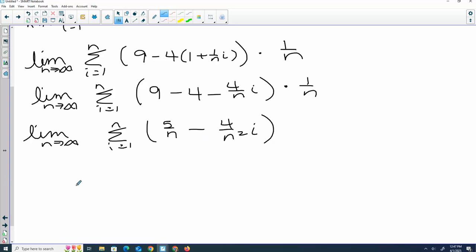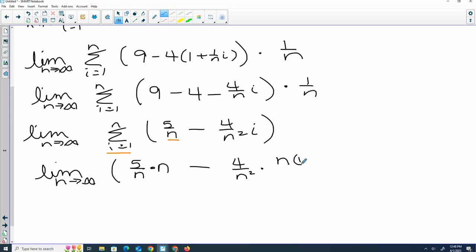Now I'm going to do the sum. When I do that, my summation goes away. We are adding up the i's. When I look, 5 over n doesn't have an i, so what happens when you add that up? Multiply by n. Minus 4 over n squared times the i formula, which is n times n plus 1.